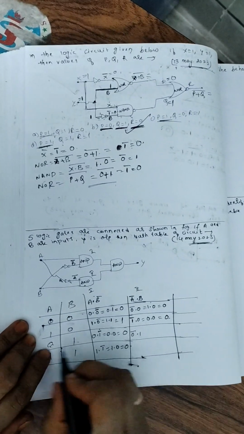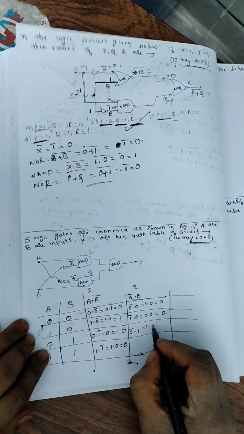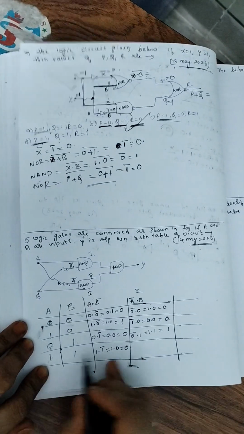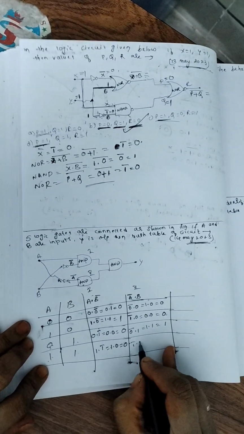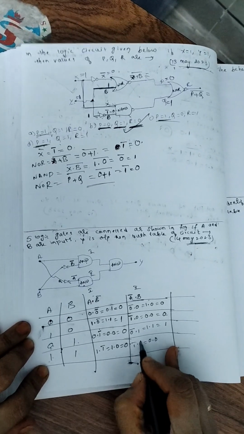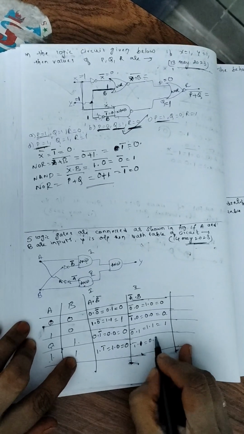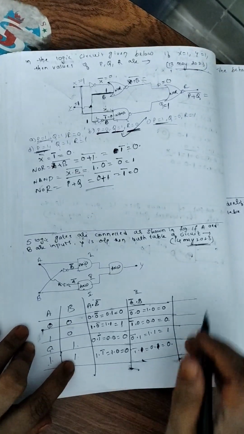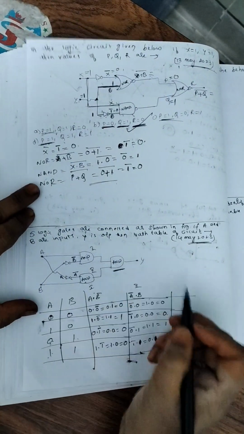This I substituted in place of A and B. 1 into 1, that is equal to 1. Next, both are 1. 1 bar dot 0. 0 into, sorry, 1 dot bar 1. 0 into 1, 0. Now next again, this is AND gate.